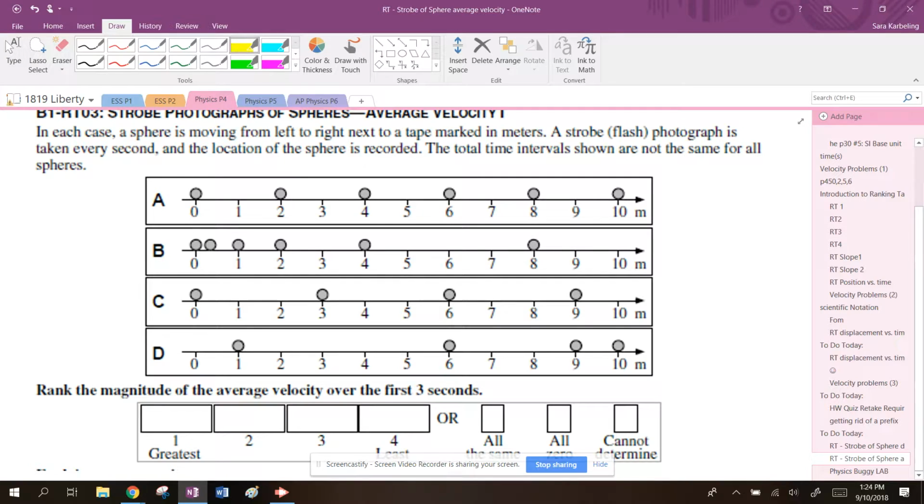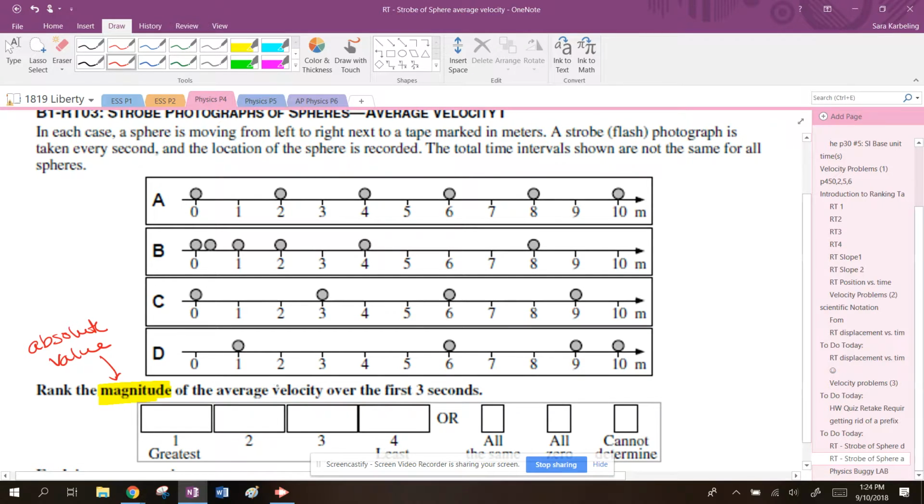First of all, what does the word magnitude mean? Absolute value. In this case, it doesn't really matter because it's not going backwards. They're all going in the same direction. So that's nice. Yay.